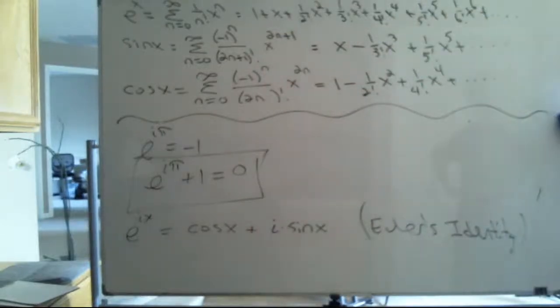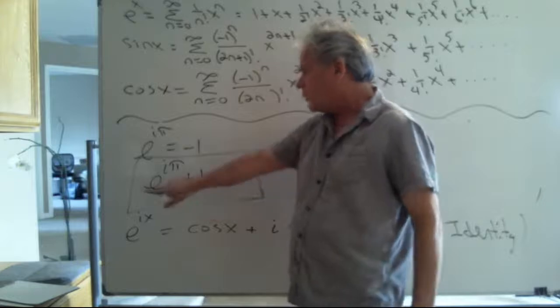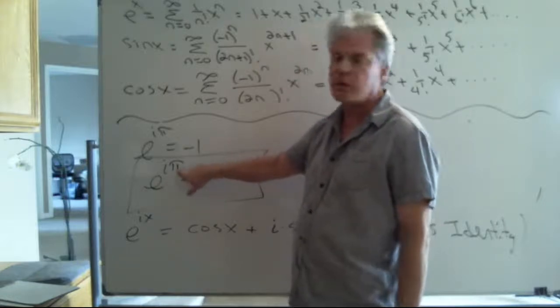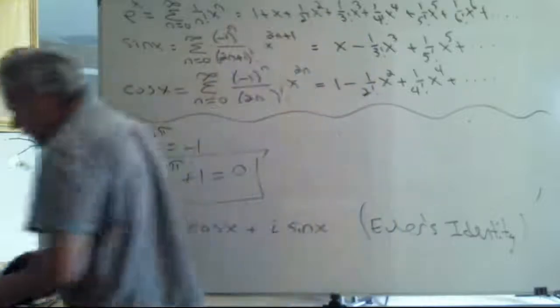That's a nifty little relationship that relates probably the 5 most important numbers in mathematics. The additive identity, the multiplicative identity, Euler's constant, the ratio of the circumference of any circle to its diameter, and of course the imaginary unit. Very impressive.